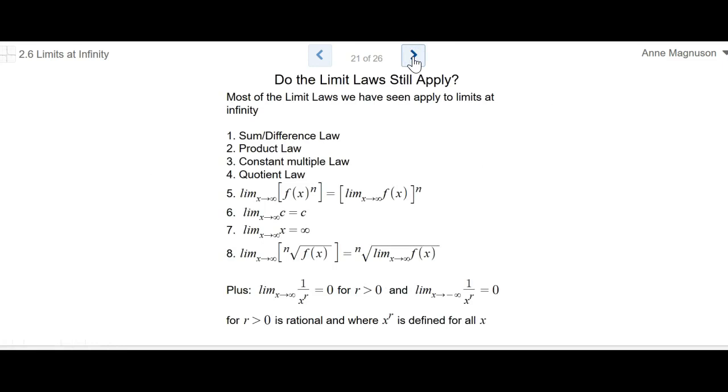So with limits at infinity, not all but most of the same limit laws still apply. And plus we have this new limit law. The limit as x goes to infinity of 1 over x to the r, where r is a rational number greater than 0, is just 0. And the same with negative infinity if x to the r is defined.